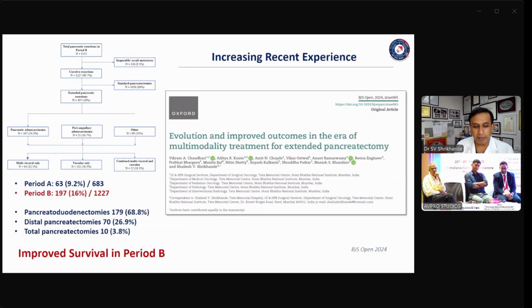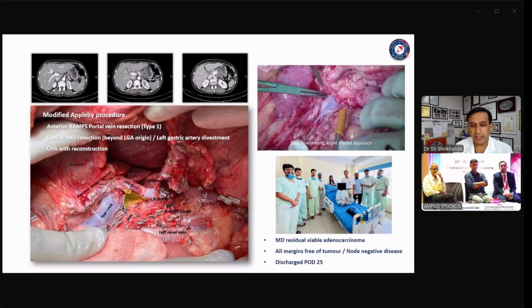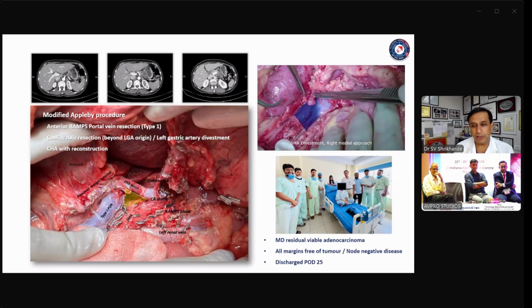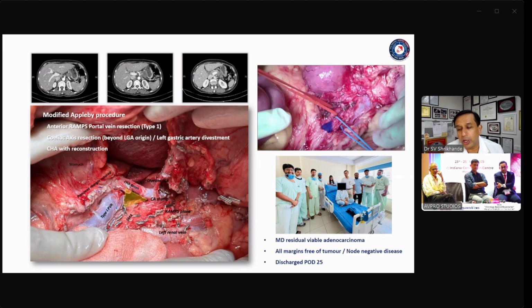So now in period B, that number from 63 has gone to 197. So we clearly do more of these extended pancreatectomies, and we see that there is a trend to improved survival, all for BRPCs and LAPCs. This is another case where you can see first, I will discuss the video. This is a video of Dr. Bhandare himself, where we have done a case of locally advanced, I would say.